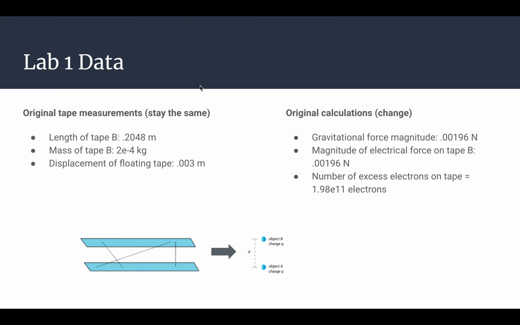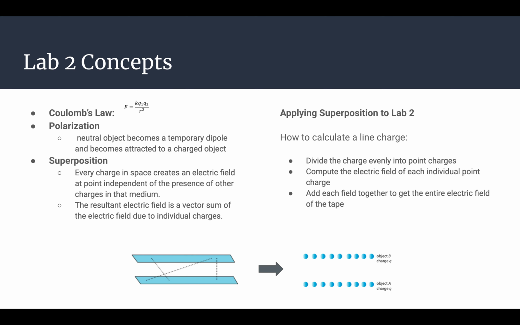With my Lab 1 data, a lot of the measurements are going to stay the same, and these are the original calculations. At the bottom, you see a diagram where I'm showing how I'm representing the charges with those single points right there. However, in Lab 2, the diagram has changed. I've shown the multiple points that we're going to use to calculate that charge.